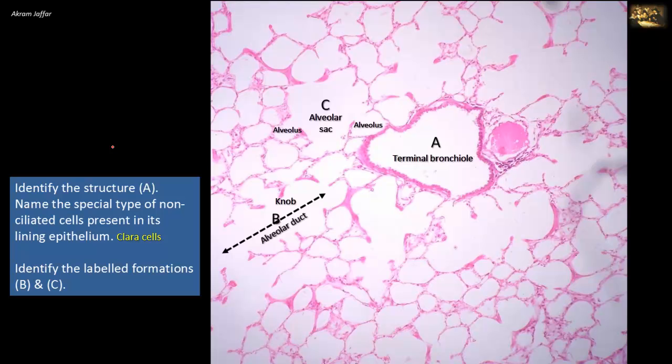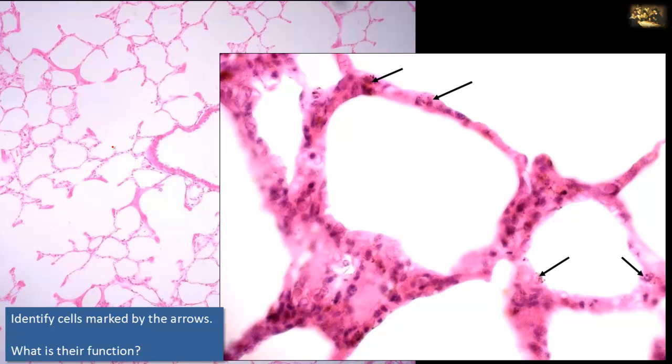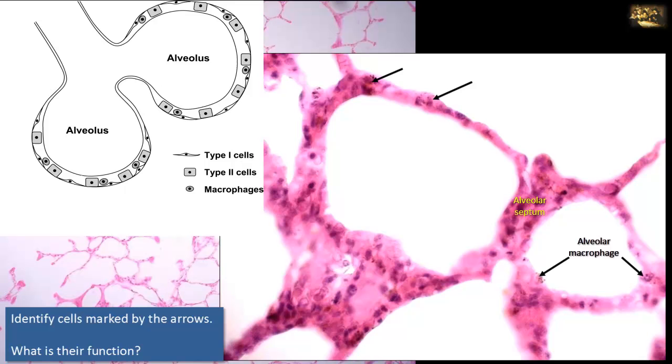Identify the cells marked by the arrows. What is their function? These cells are present in the connective tissue of the alveolar septum, and they might also be seen in the airspace of the alveolus. They clearly contain particulate matter in their cytoplasm. They are alveolar macrophages. Alveolar macrophages remove inhaled particulate matter, for example, dust. Thus, they are also called dust cells.